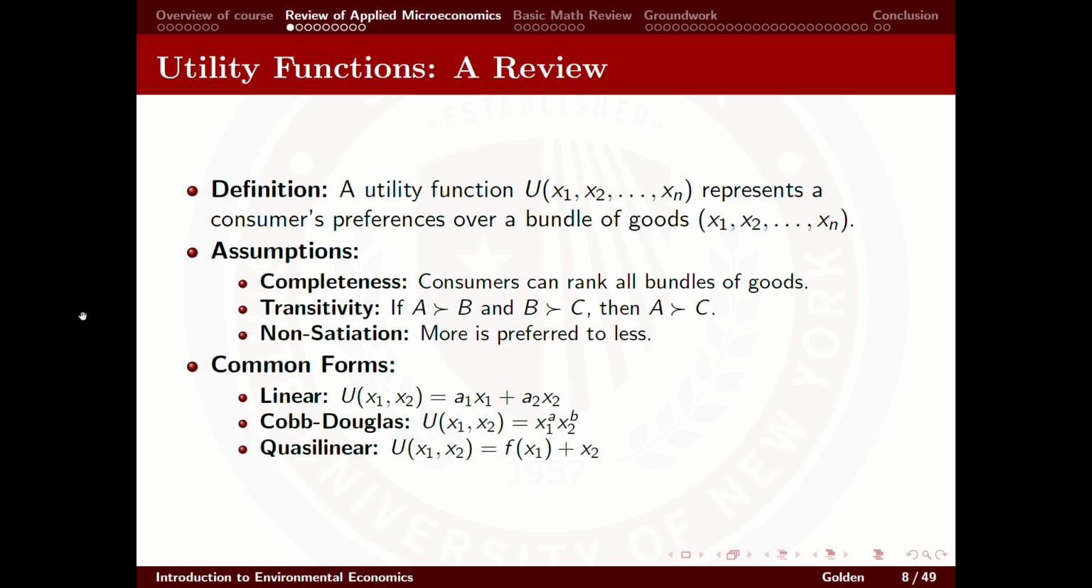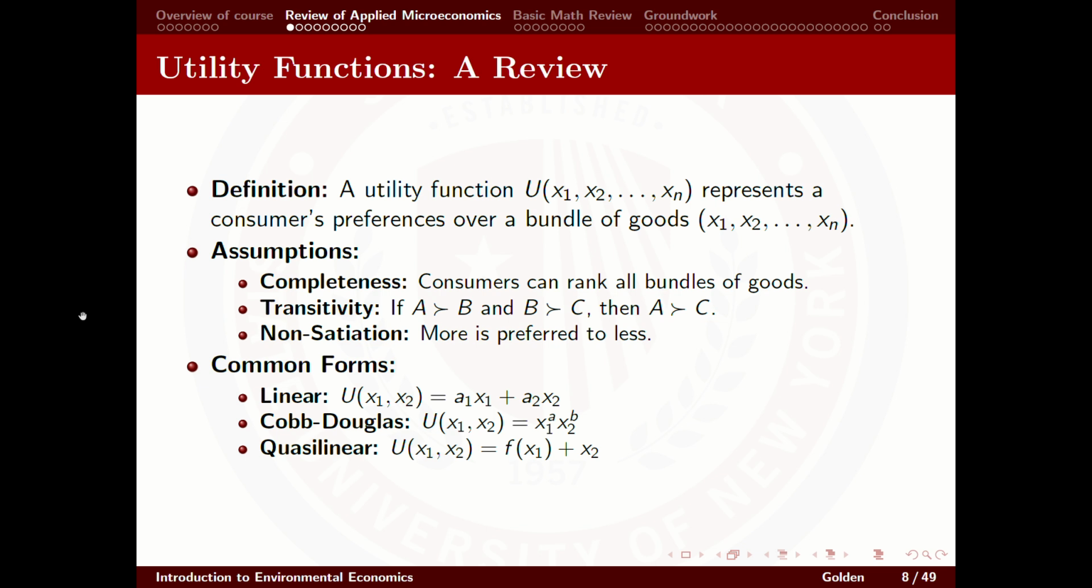So utility functions represent consumers' preferences over a bundle of goods. They're a function of a set of goods that help economists think about how consumers and individuals can make trade-offs, and basically the basic object of economics. There are some basic assumptions. Maybe you saw this in Applied Micro, maybe you didn't. There's completeness: consumers can rank all bundles of goods. Transitivity: if A is greater than B, and B is greater than C, then A is greater than C. And non-satiation: more is preferred to less. People always want more in economics, even if there are diminishing marginal returns.